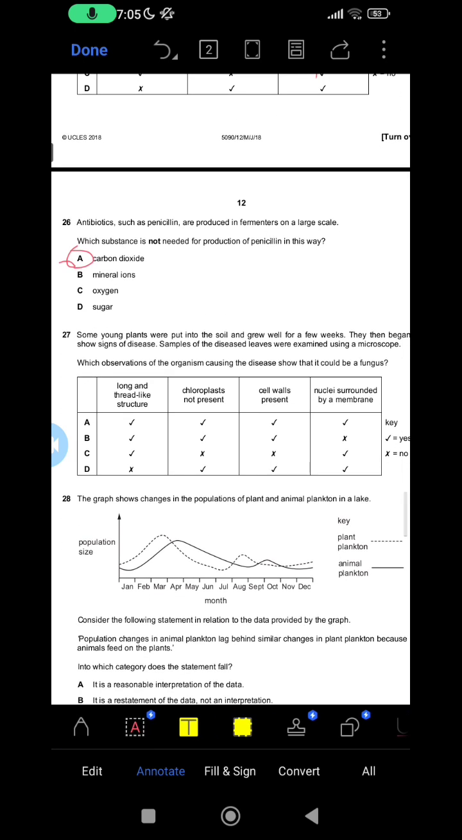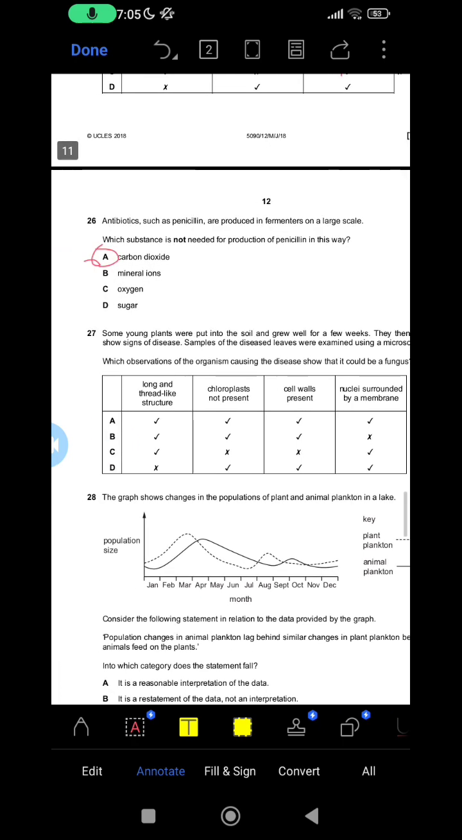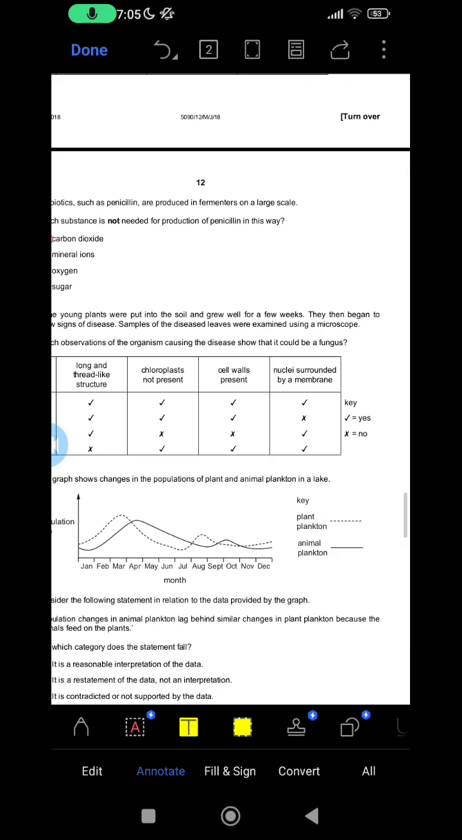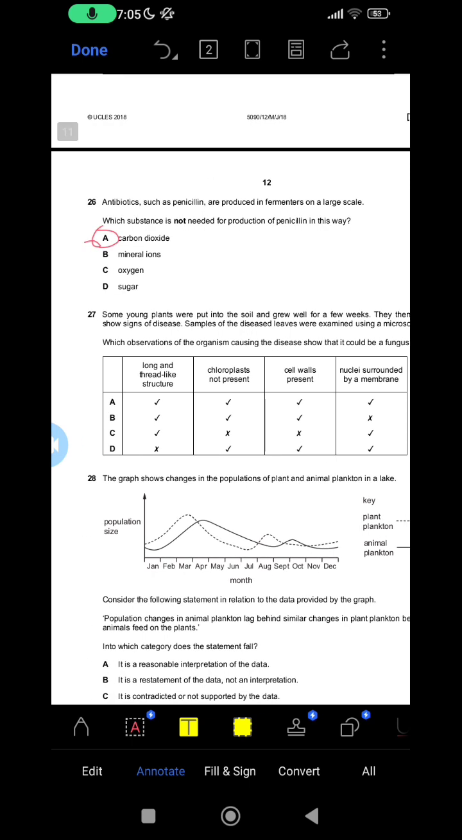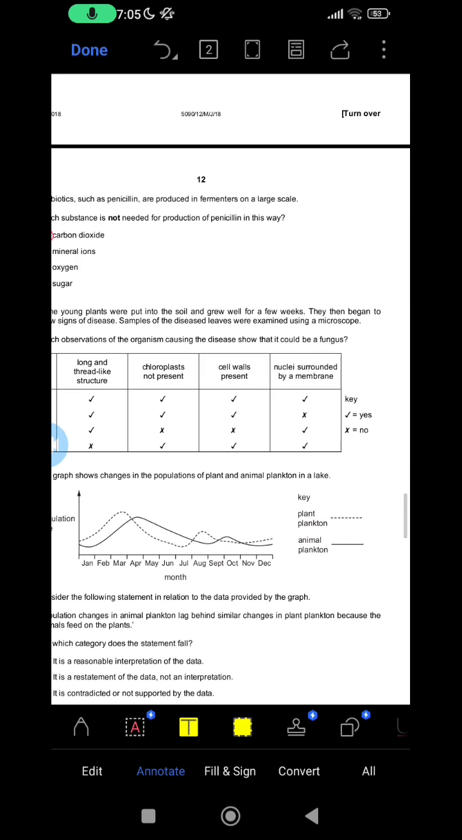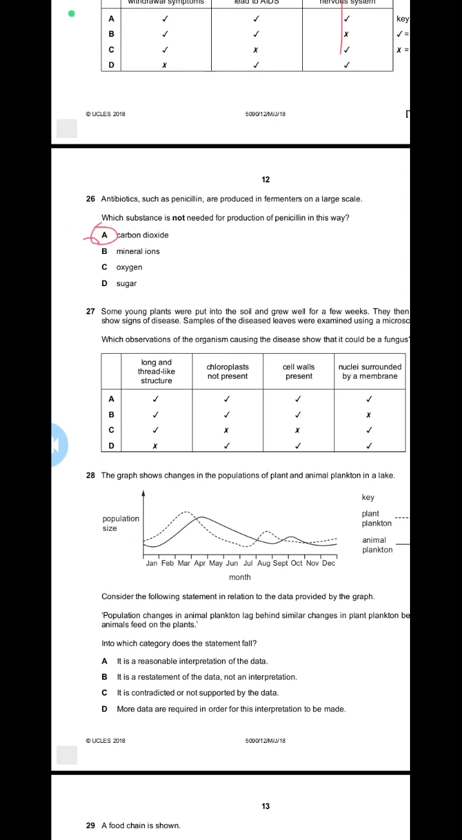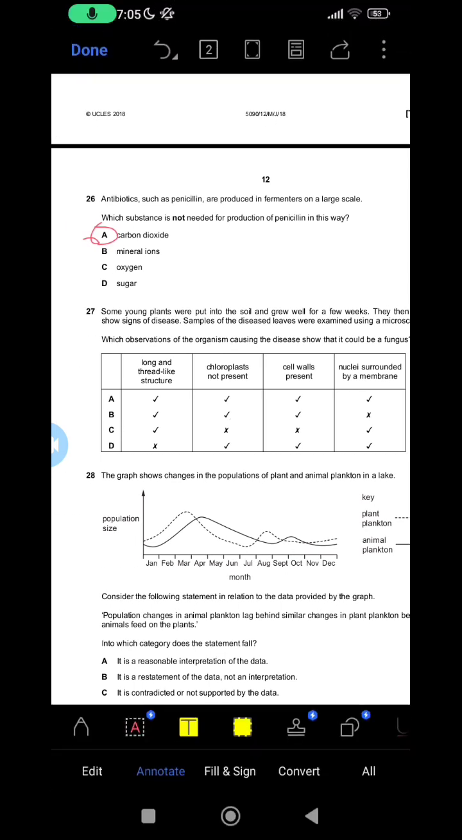Now, some young plants were put into the soil and grew well for a few weeks. They then began to show signs of disease. Samples of the diseased leaves were examined using a microscope. Each observation of the organism causing the disease shows it could be a fungus. Now here we will have to take the lines we think are features of a fungus. Now, long and thread-like structure, yes, this is part of a fungus.